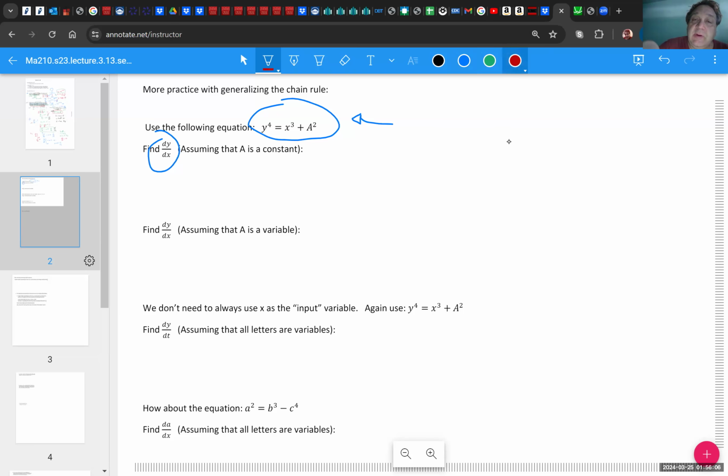So we'll take our equation up here. I'll write it out here. And then we're just going to differentiate both sides with respect to x. That'll give us a dy dx. Okay, so this is how the chain rule works. We're going to differentiate everything using the chain rule. So the derivative of thing to the fourth is 4 times the thing cubed times the derivative of that thing.